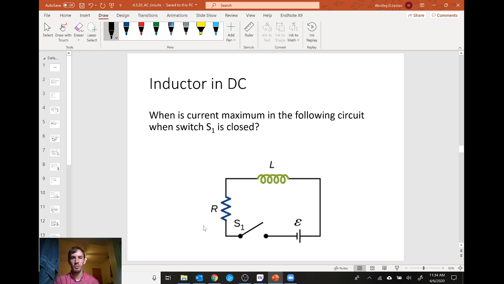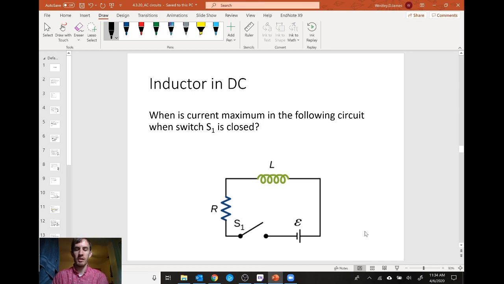So the first question is, when is current maximum in the following circuit? This is a DC circuit, DC meaning direct current, which just means that we have a constant value. So instead of it being AC, this is something we covered in inductors, which is the last week's stuff. So when is current maximum?